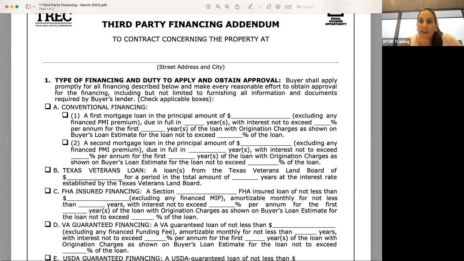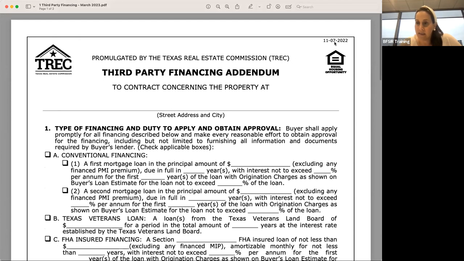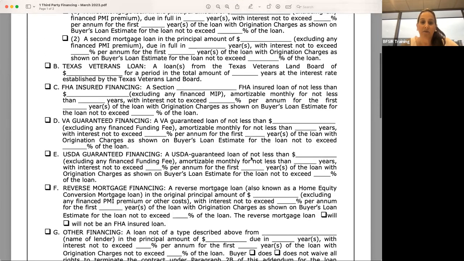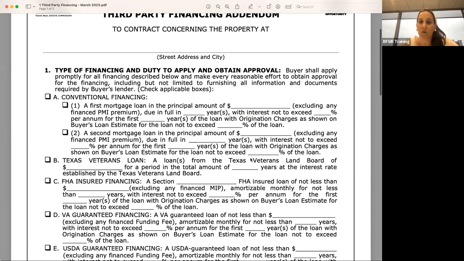Okay, so the third-party financing addendum. First thing I want to point out is that they made changes to this form last fall that just became effective and required in February. So you need to make sure that in all your templates, the version you're using is the one that says November 7th, 2022, because that's the new version. Basically, you use this addendum when you are adding financing to the contract and want it to be contingent. You can actually also now use this form when you're adding financing to the contract and you don't want it to be contingent.